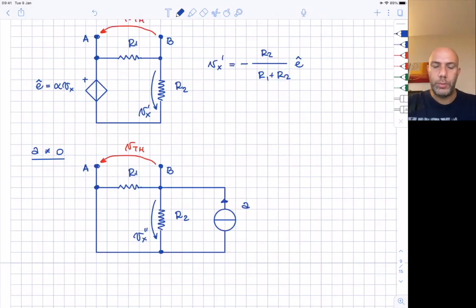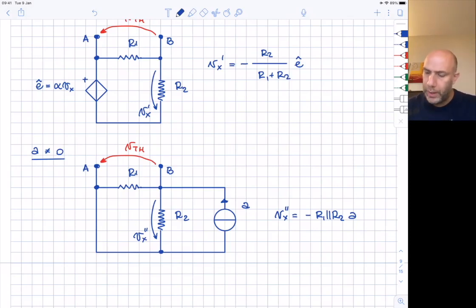The second contribution due to the current generator is simple as well, because the voltage Vx is the voltage across the parallel of R1 and R2, and the total current that is flowing through this parallel is the current of the generator. Also in this case, the sign of this voltage is negative.